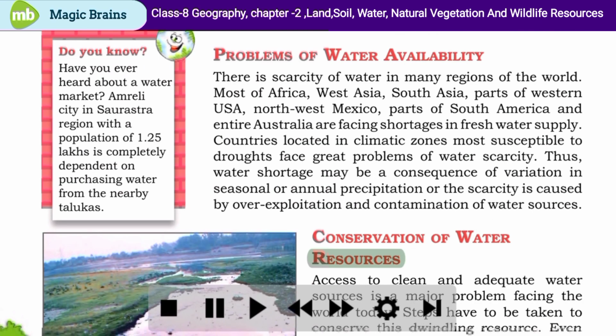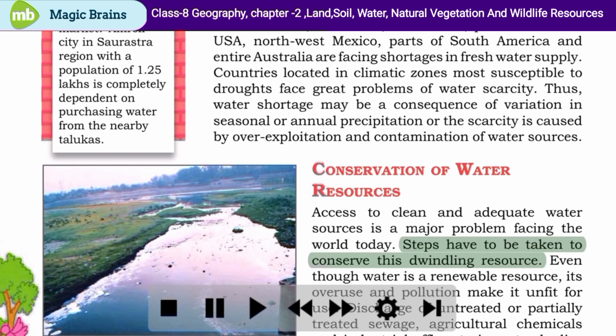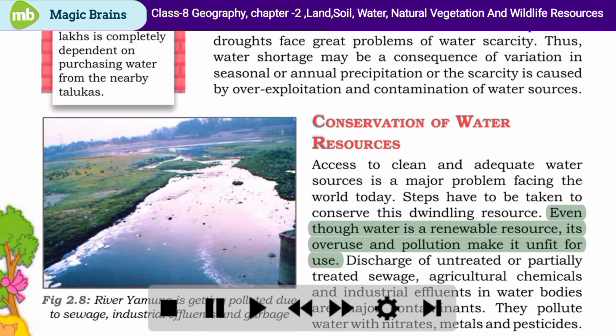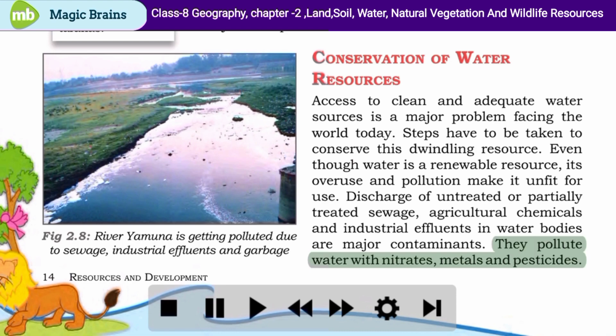Conservation of water resources. Access to clean and adequate water sources is a major problem facing the world today. Steps have to be taken to conserve this dwindling resource. Even though water is a renewable resource, its overuse and pollution can make it unfit for use. Discharge of untreated or partially treated sewage, agricultural chemicals, and industrial effluents in water bodies are major contaminants. They pollute water with nitrates, metals, and pesticides.